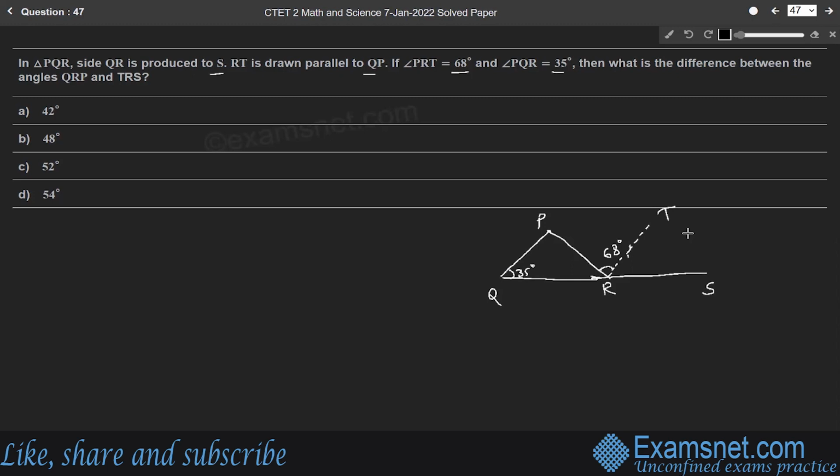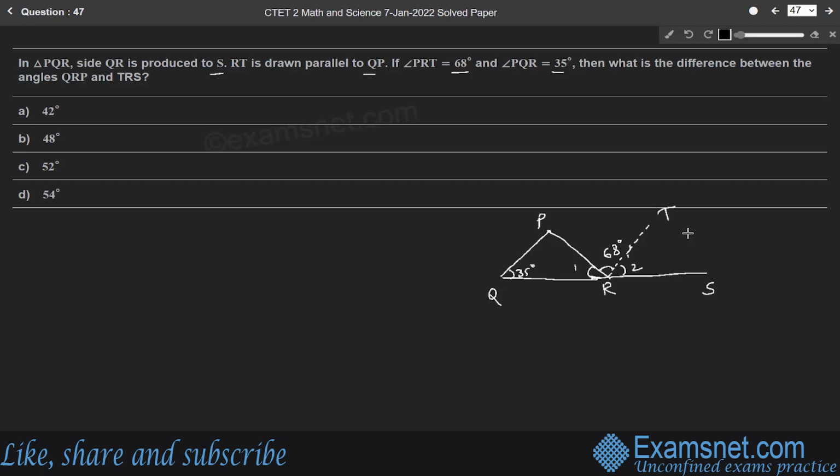So what is the difference between QRP and TRS? QRP, this is angle 1. TRS, angle 2. So the difference between angle 1 and 2 we have to calculate. Here PQ is parallel to RT by construction, right? So here QS is the transversal, right? So PQR 35 degrees is equal to TRS, angle 2, because they are corresponding angles.